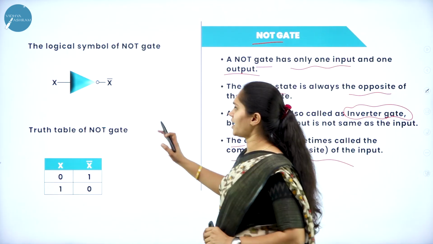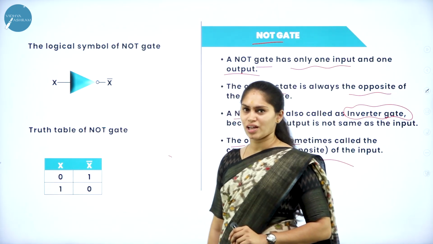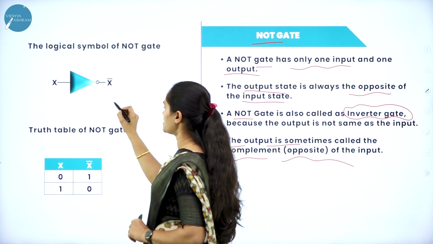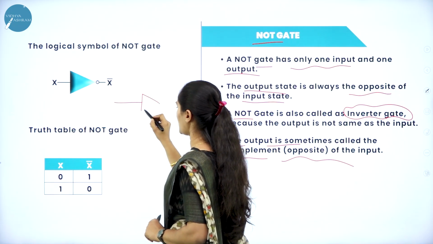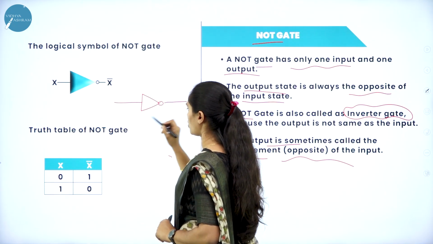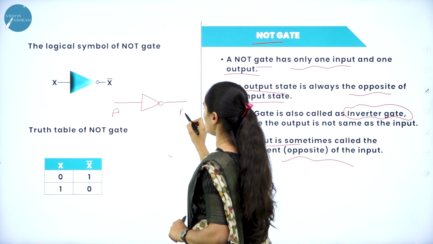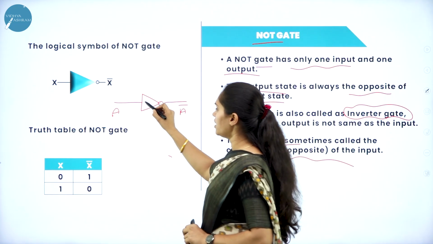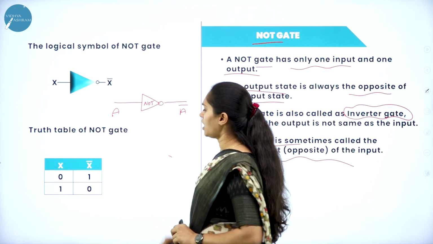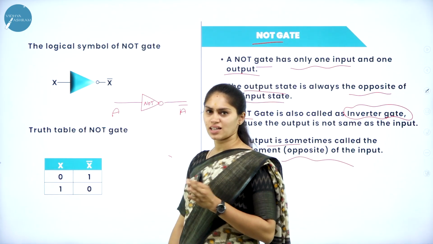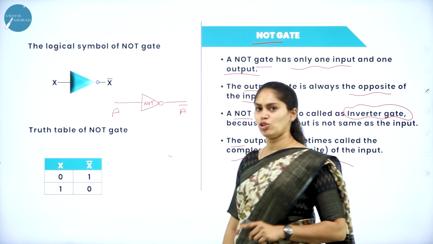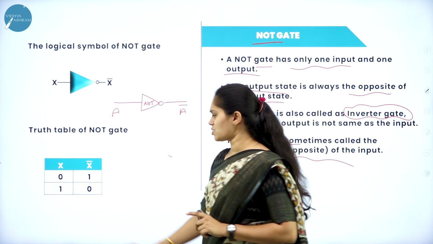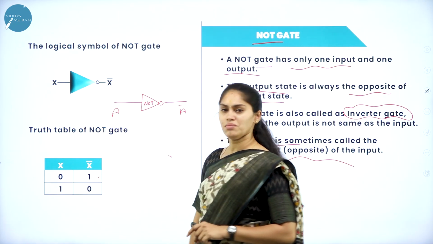Then how are we going to write the logical symbol and truth table for this? This is the logic gate. If my input is X, then the output will be its complement. If my input is A, then the output will be A bar or A complement. This is the NOT gate. Then how about the truth table? X and X bar. As we said, it deals with only a single signal. So 0 becomes 1, 1 becomes 0.